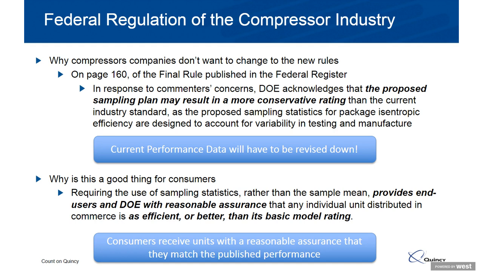Why is this good for consumers? Requiring the use of sampling statistics rather than a sample mean provides end users and the DOE with reasonable assurance that any individual unit distributed in commerce is as efficient or better than its basic model rating. The end result: consumers receive units with the reasonable assurance that they match the published values.